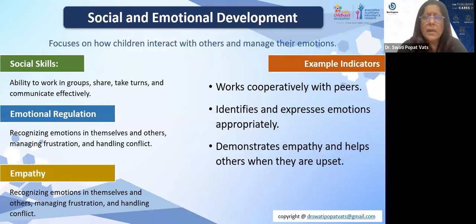Or for example, after you've selected all these parameters, you need to know that, okay, social skills. My child is 3 year old or 4 year old. What is my child supposed to be capable of in social skills, in emotional regulation, in empathy, and then I put my comment after observing the child that works cooperatively with peers, identifies and expresses emotions, demonstrates empathy, helps others when they are upset. So, this is an example of social and emotional development. Let's see the next slide.